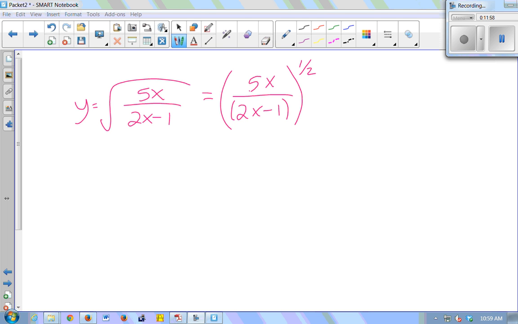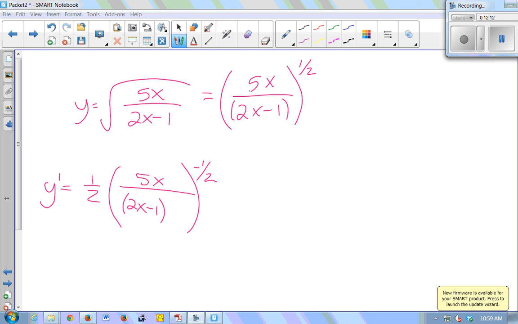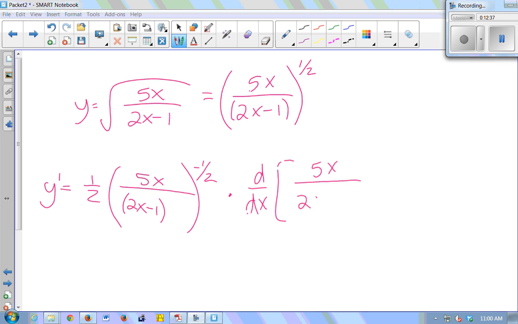Right? So if I want to take the derivative, I'm going to apply the power rule. So I have 1/2 times the stuff to the negative 1/2. So I just apply the power rule to the stuff. It's a very common mistake to take the derivative of the stuff and put it in here. Right? But you leave that alone. You apply the power rule to the stuff, then you take the derivative of the stuff and multiply by it. So now I want to do times d dx, a derivative of the inside function, 5x over 2x minus 1.